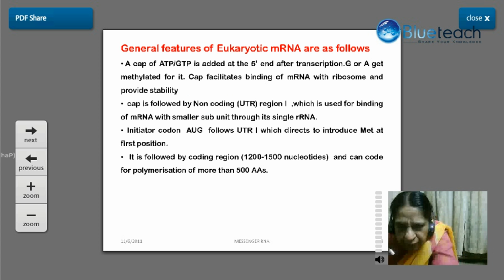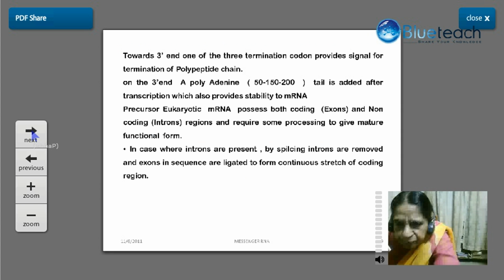The cap is followed by the non-coding UTR region 1, which is used for binding of messenger RNA with the smaller subunit through its single ribosomal RNA. The initiator codon AUG follows UTR 1, which directs the introduction of methionine at the first position in the polypeptide chain. It is followed by a coding region of 1200 to 1500 nucleotides, which can code for polymerization of more than 500 amino acids. Towards the 3' end, one of the 3 termination codons provides the signal for termination of the polypeptide chain.